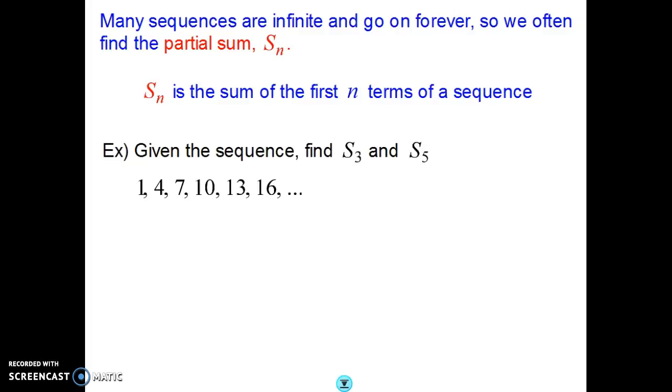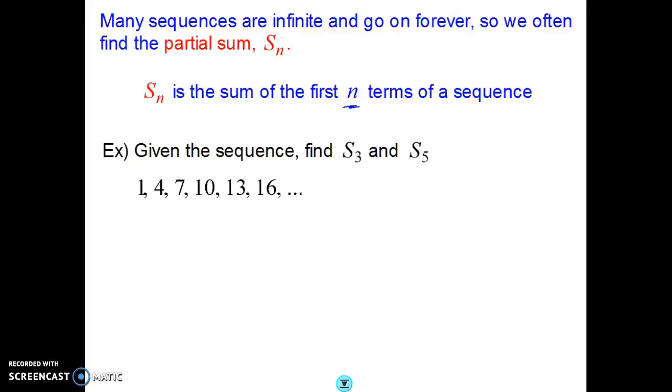Now, many sequences go on forever and ever. There's not a last term, they just keep going. So a lot of the time, we are often interested in only adding up some of the terms in it. This is called a partial sum, and we write it as S sub n. S sub n is just the sum of the first n terms of a sequence. So like S sub 5 would mean the sum of the first 5 terms.